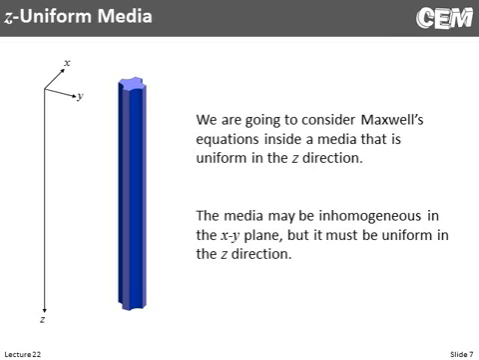From there, we are going to analyze Maxwell's equations as if we are in the smack middle of some structure, some layer that is perfectly uniform in the z direction. It can have whatever complexity it wants to in the x and y plane, but it's perfectly homogeneous and uniform in the z direction, and we are analyzing electromagnetically the cross section of this. So I'll call that a z uniform media.